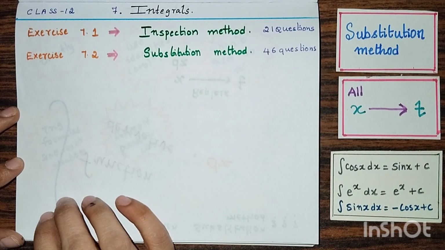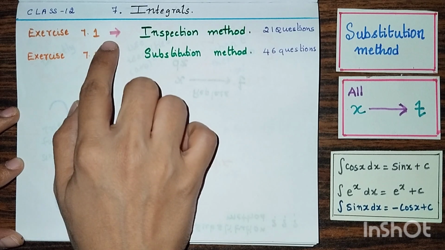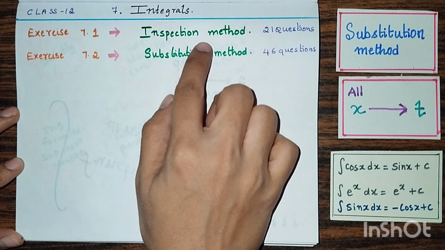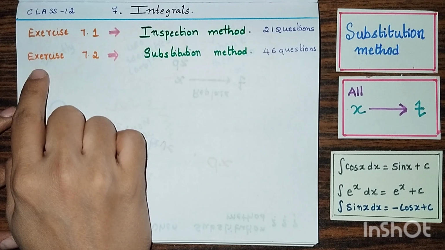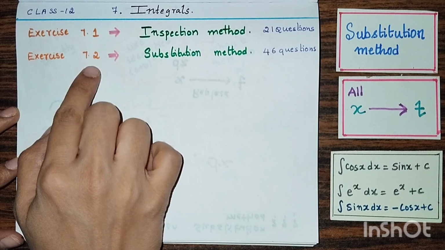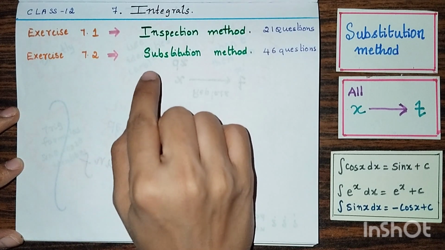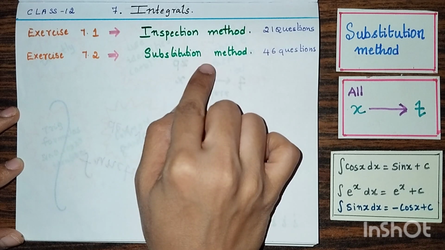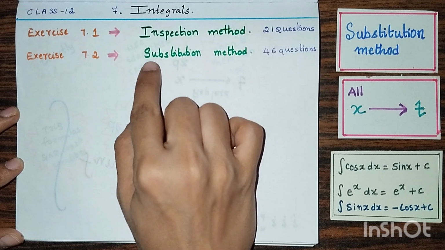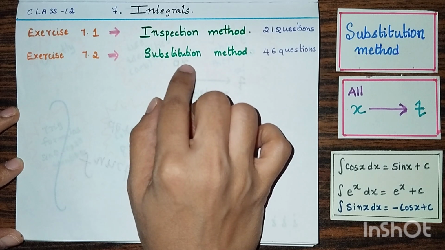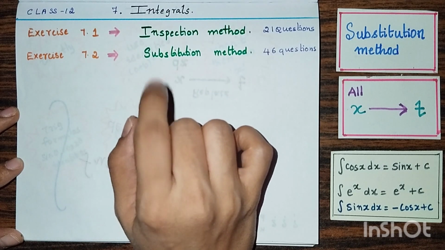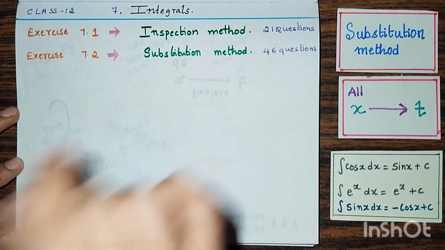Welcome you all. From the 7th chapter, Integrals, we have completed exercise 7.1. So we got the integral by applying the inspection method, direct formulas. And from exercise 7.2, we have solved 3 questions by applying the substitution method. So first substitution and then by inspection, we got the integral of the function. From now, we will solve the 4th question.